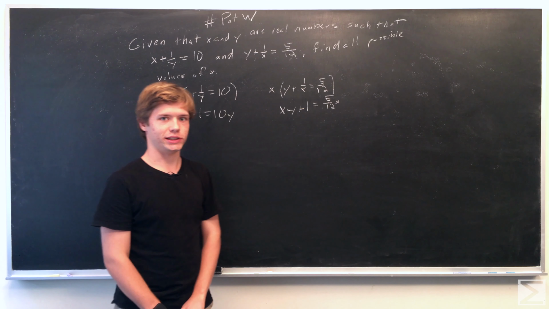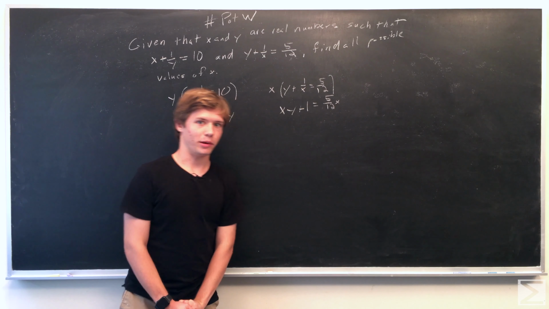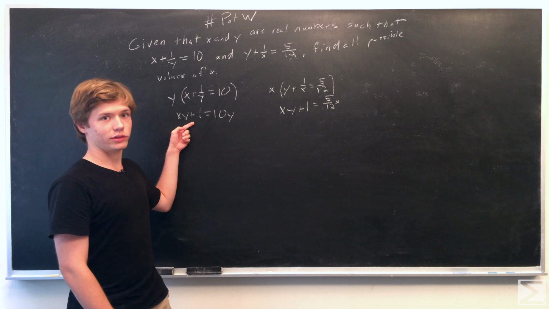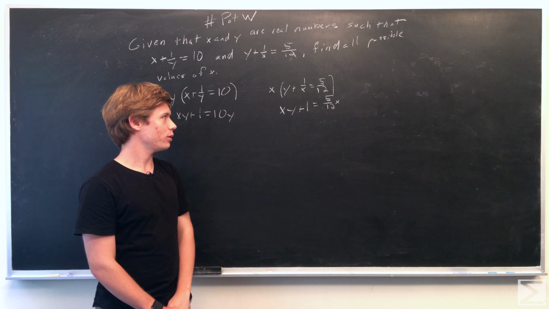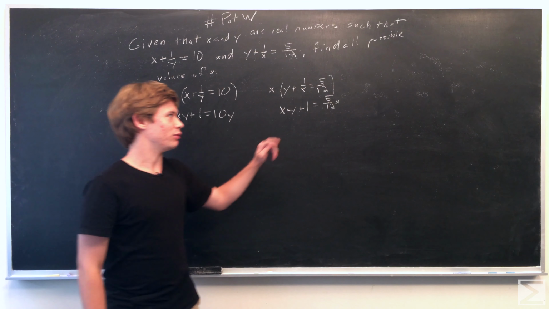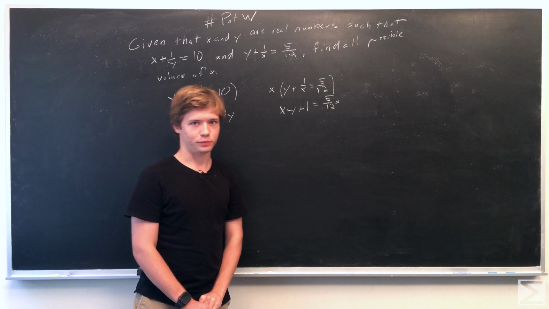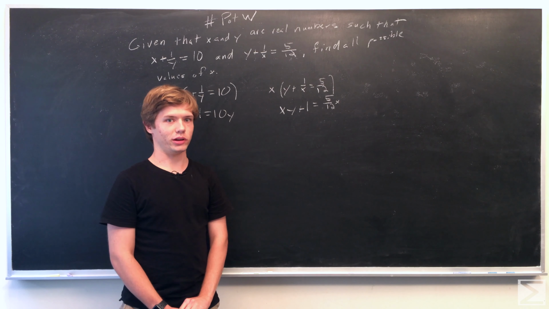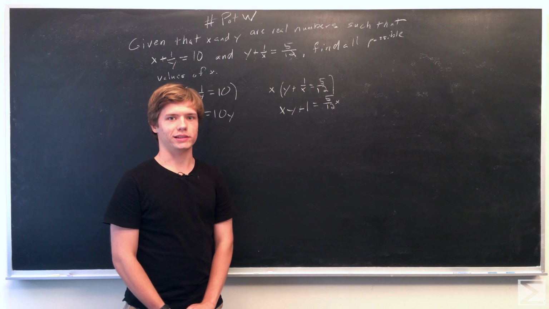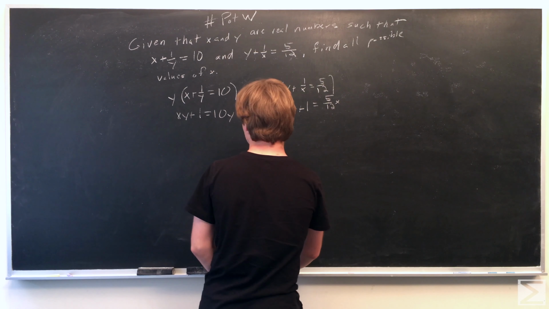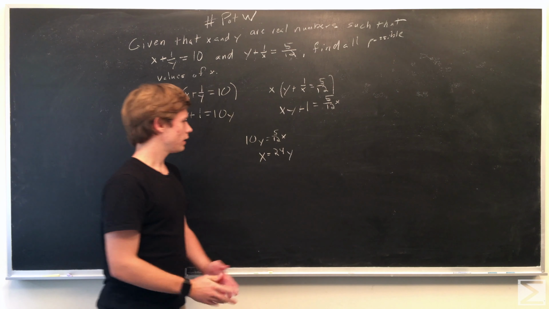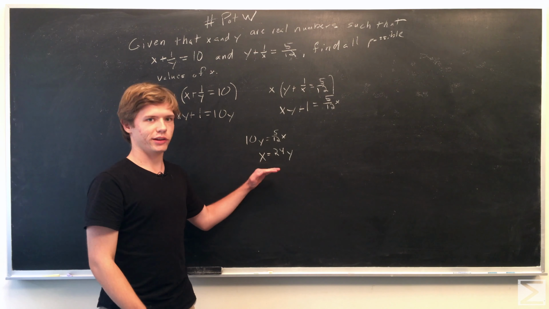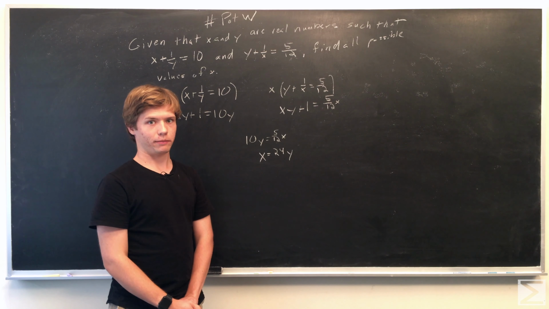As you can see, in both these equations the left-hand side of each is xy plus 1. So what we can do now is set 10y equal to 5/12 x, and then find out what y is in terms of x. We set them equal to each other, and we see that x is equal to 24y.